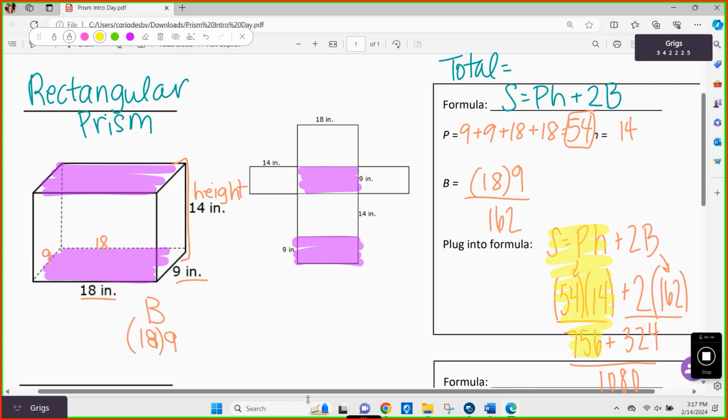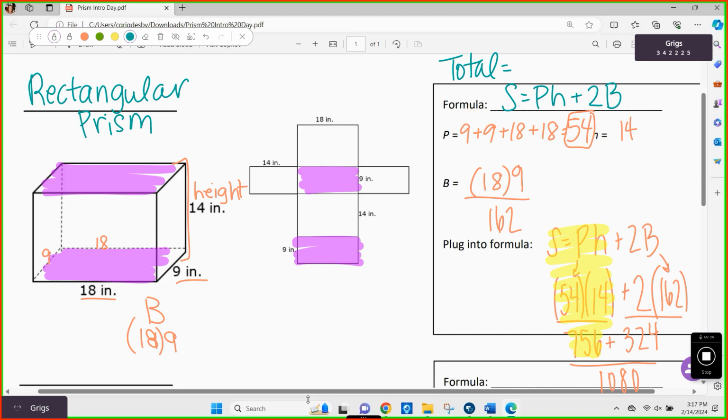I want you to highlight out of this the S equals PH all the way down like that. Why did we highlight that half of the formula? Because that's the perimeter times your height. That's the lateral. Alright, so to find the total, you have to find the lateral.